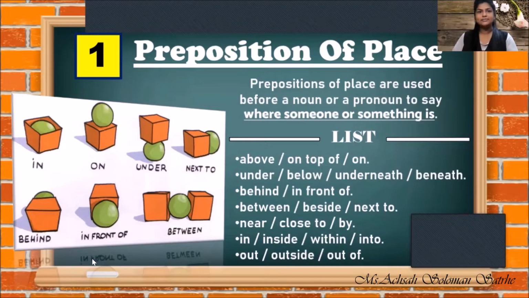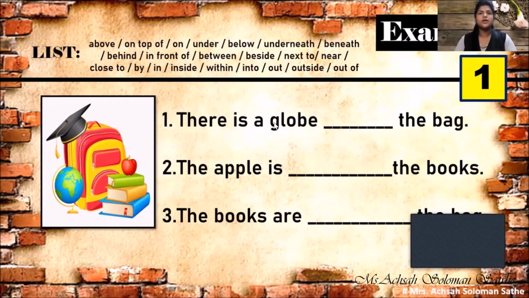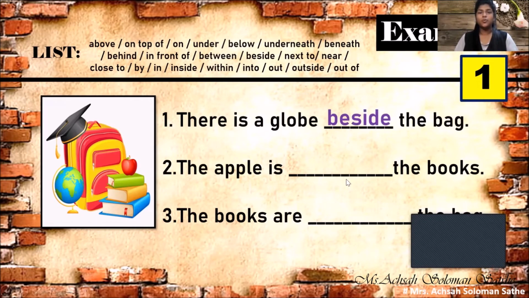Okay. Next, all right, let's see the sentences or examples. Okay, so there is a globe dash the bag. Now if you see, we need to look at the picture, all right, and tell the position of the globe. Where is the globe in relationship to the bag? There is a globe next to or beside the bag, correct? So we can use the word beside. There is a globe beside the bag.